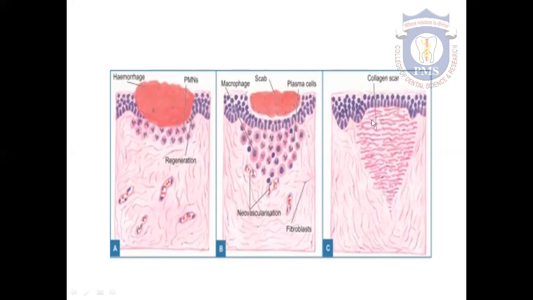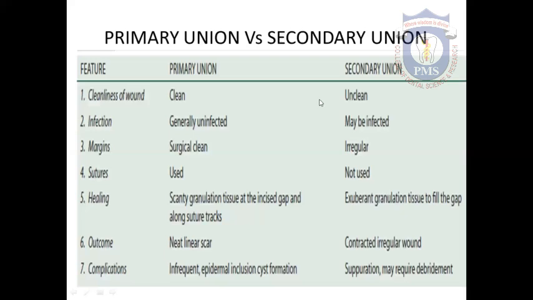Now, here the wound has healed by scar formation and the scar is mainly composed of collagen fibrils. Now, briefing the differences between primary union and secondary union. In primary union, the wound is usually clean, uninfected. The margins can be approximated and sutures can be used. In secondary union, the wound is unclean, may be infected, the margins are irregular, and sutures cannot be used to approximate the wound margins.